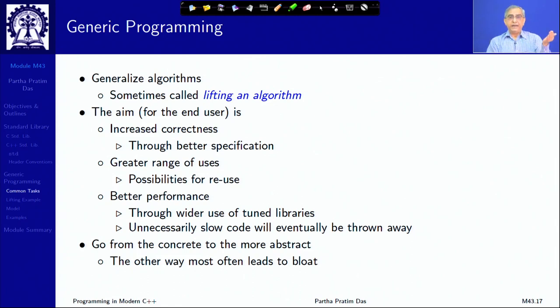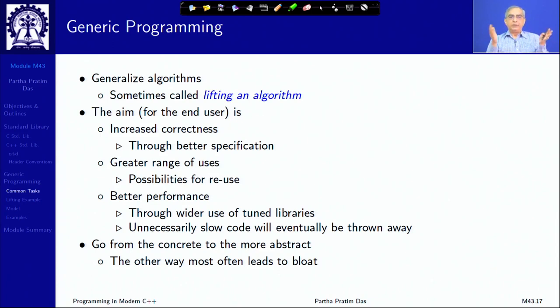There should be greater range of use, that is the basic purpose, and the performance must be wisely usable for tuned libraries, right. So, for doing this, we try to go from concrete algorithms that we write down in terms of C or C++ code to more abstract forms of algorithms.